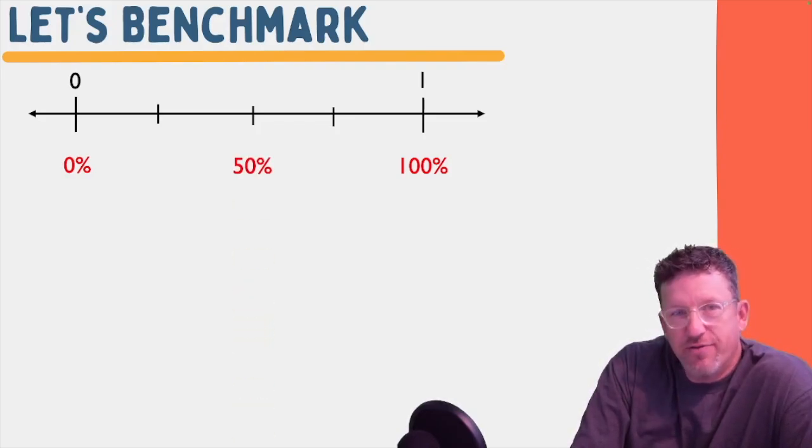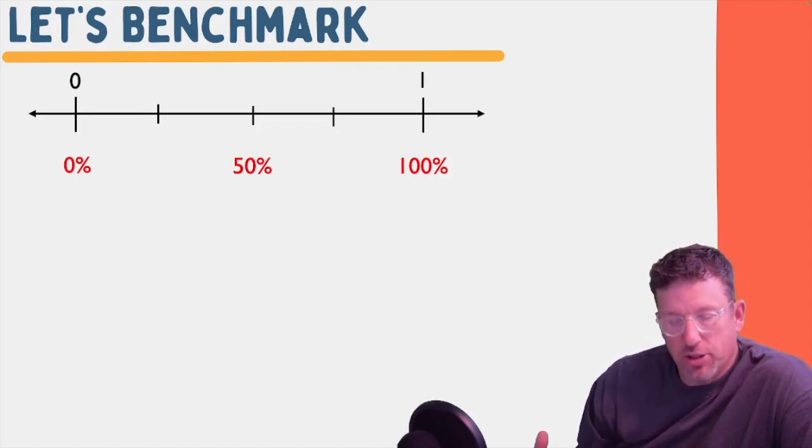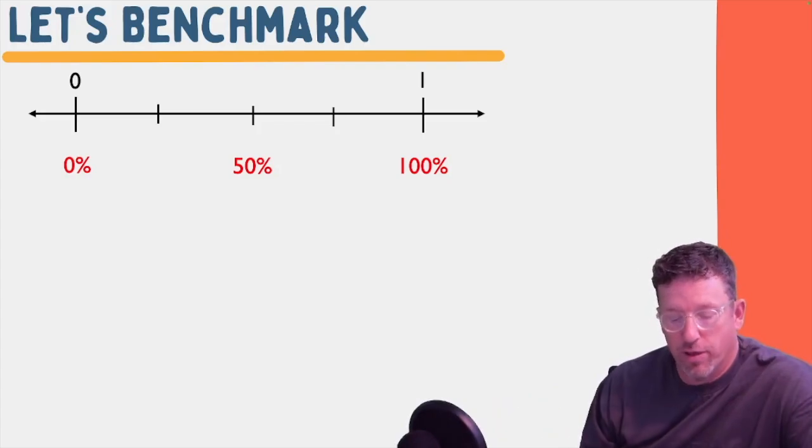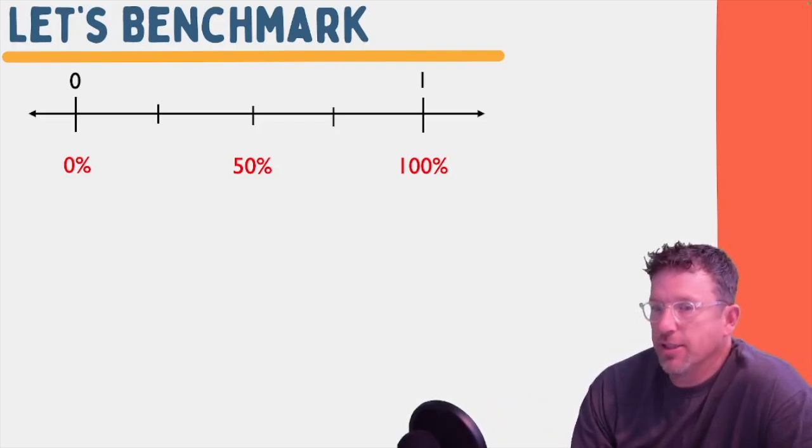Next up, we'd say 50. 50% is a benchmark fraction. We already talked about it. It's about half of the material, half of the collection, half of the group, whatever we're talking about, half of the apple, half of the pizza.